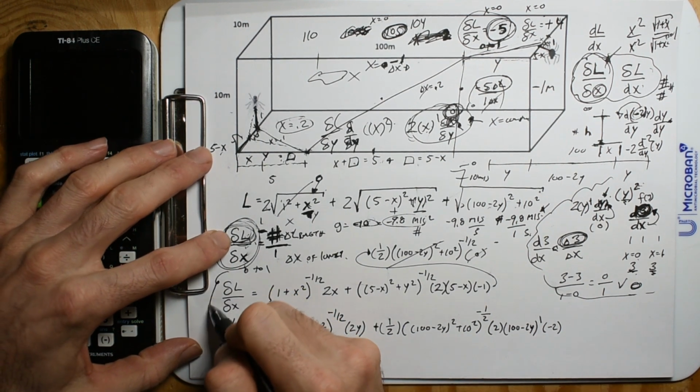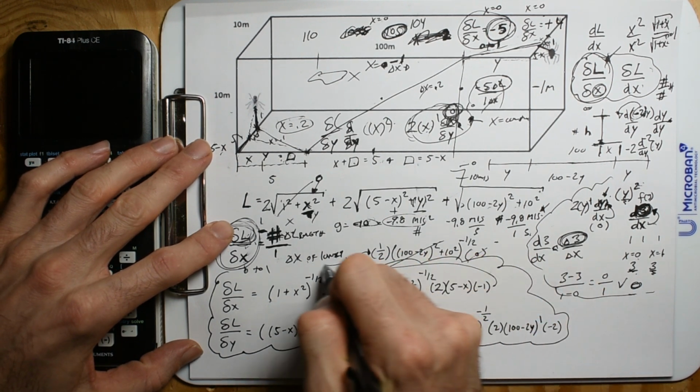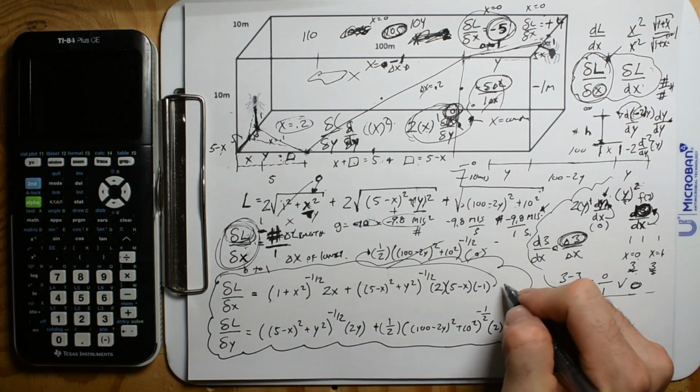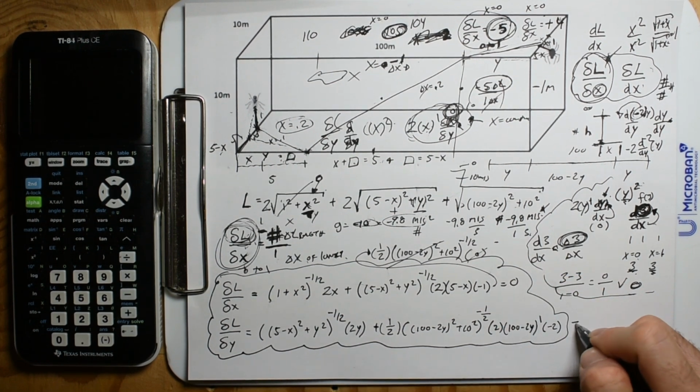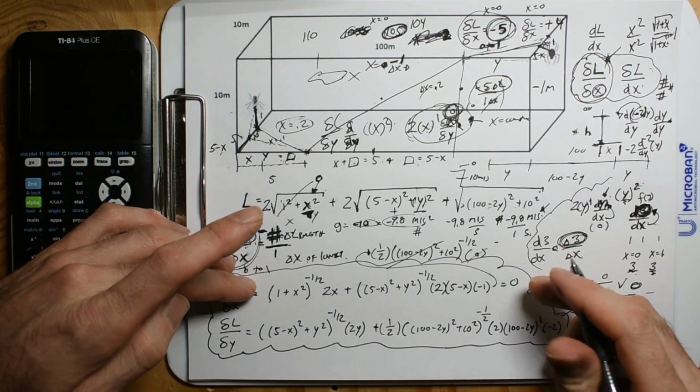So we get these two equations. Now what? What do these two equations tell us, and what do we want to do with them? Well, we want to set them equal to 0. So we want to set both of these equations equal to 0, because that's when they're going to be optimized.